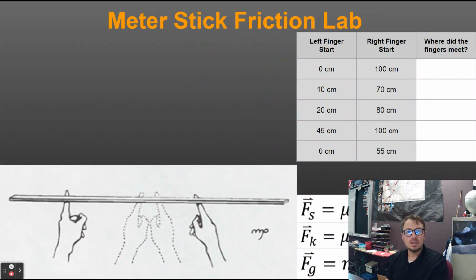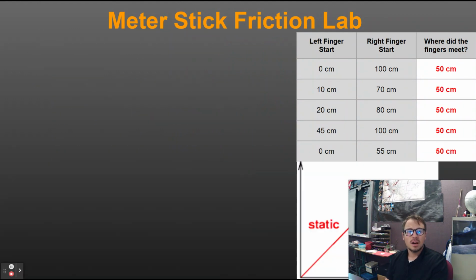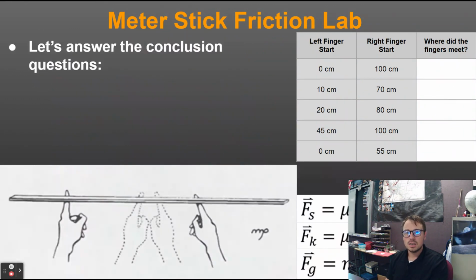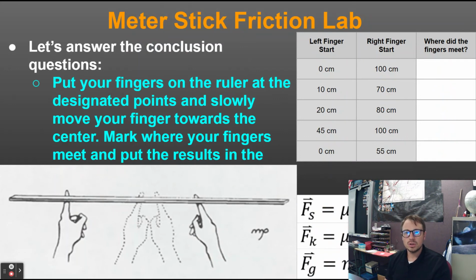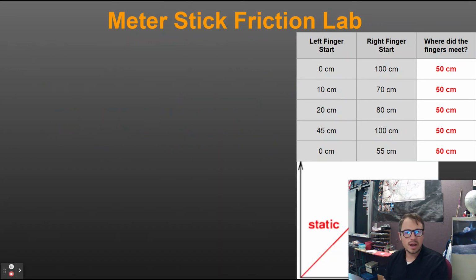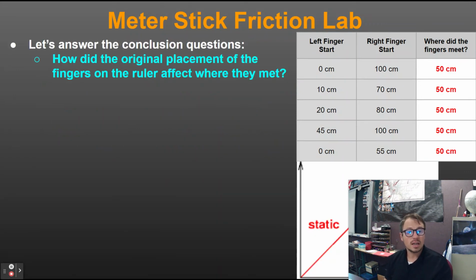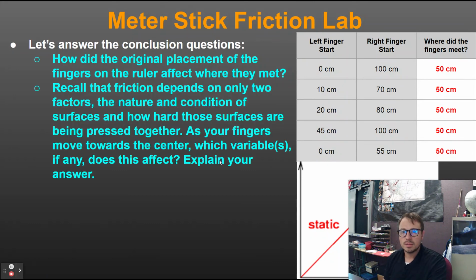Now, we did the meter stick friction lab. So you can see here, what you're doing is you're putting the fingers on the ruler at the designated points and slowly moving your fingers towards the center, and you mark where your fingers result in that graph. So these are the answers that I got. They always meet in the middle. So how did the original placement of fingers on the ruler affect where they met? It didn't. They always met in the middle.